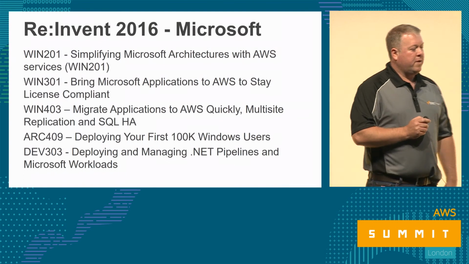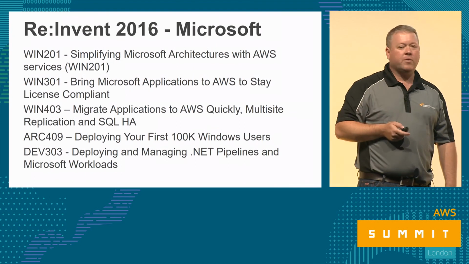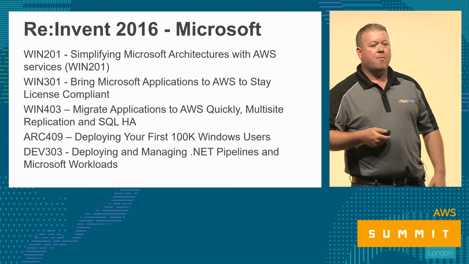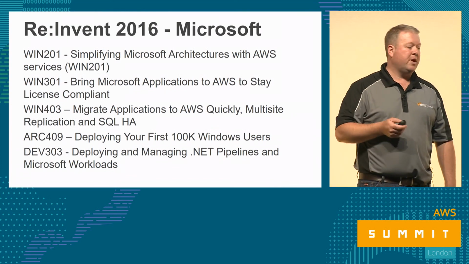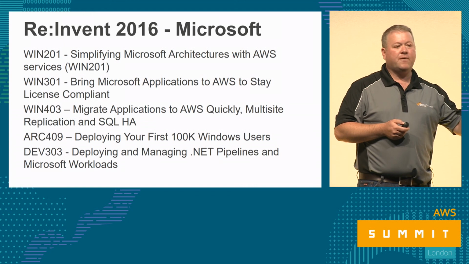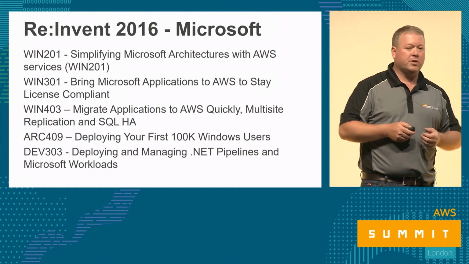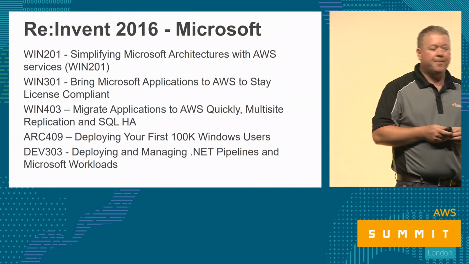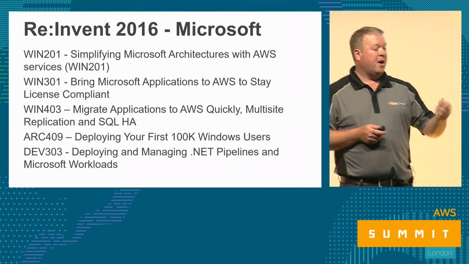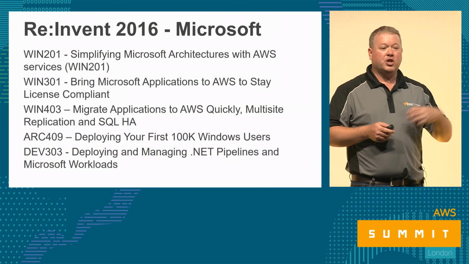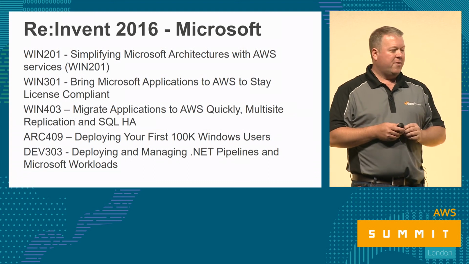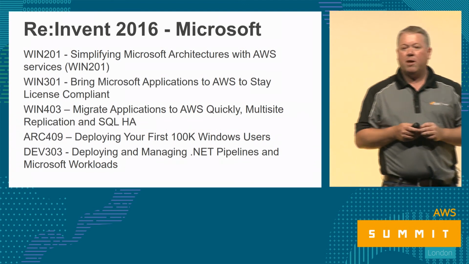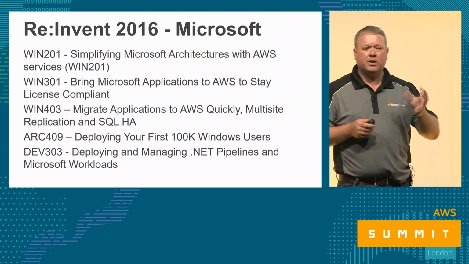From a re:Invent perspective, these slides will be distributed afterwards, so you'll be able to find them online. If you want to learn a lot more about what we can do in terms of Microsoft on top of AWS, I'd recommend looking at these five. These are the five that I look at the most and recommend to my customers. These are re:Invent sessions that were run in November last year, covering simplifying architectures at a 200 level, so fairly high level, right the way down to deploying your first 100,000 Windows users and deploying .NET and pipelines. So there's a good mixture on here.